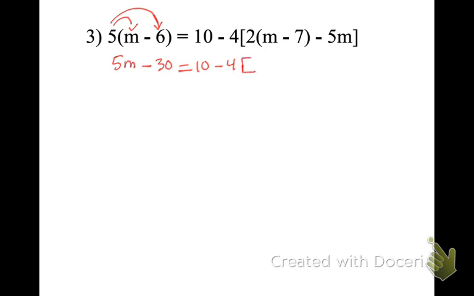Now we're going to work inside out. I'm going to distribute here. I get a 2m. I'm going to distribute here. We work inside out. Minus 14. And then I have a minus 5m.